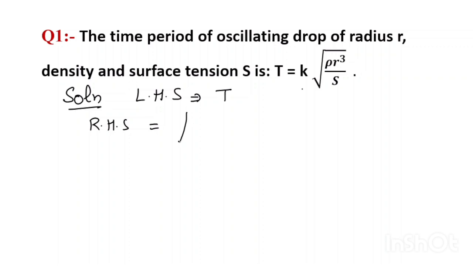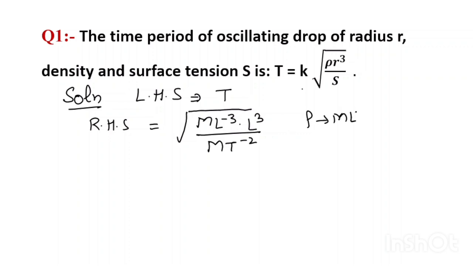On the right hand side, now we put the dimension of density. Rho is the density and the dimension of density is M L minus 3, radius L, cube upon surface tension M T minus 2. Dimension of rho is M L minus 3, surface tension M T minus 2, radius L. Now this M cancels out.